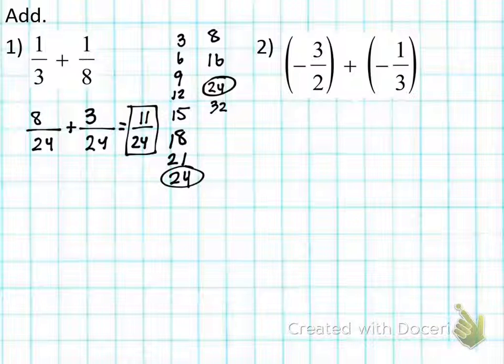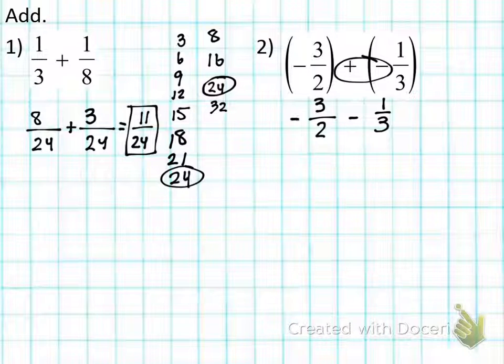Questions on number 1? Okay, number 2. Same thing. We have negative 3/2 plus negative 1/3. Look at that. We have a plus and minus sign together. Same rule as before. What does a plus and minus really mean? Subtract, right? So we're going to bring down minus 1/3, 3/2, and of course we don't want to forget that negative sign, right? Denominators are different, so we need to find the same denominator.